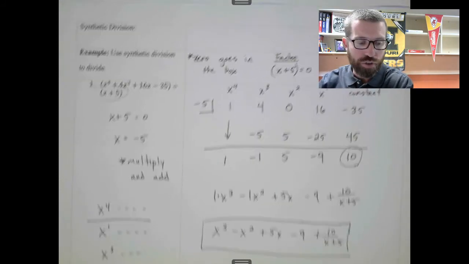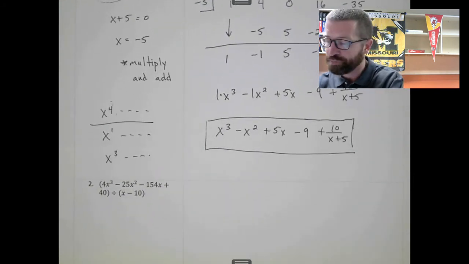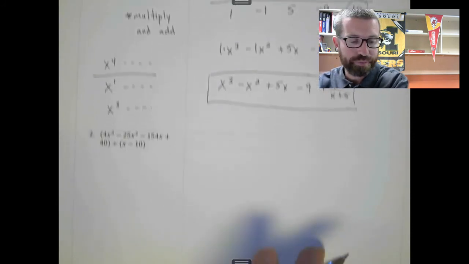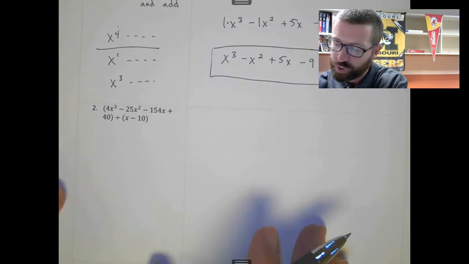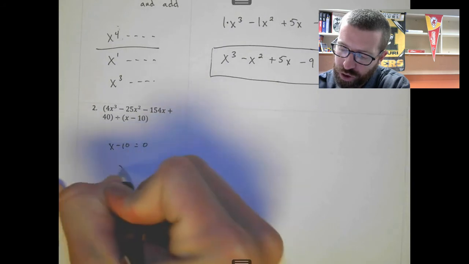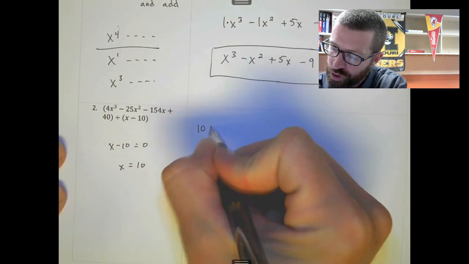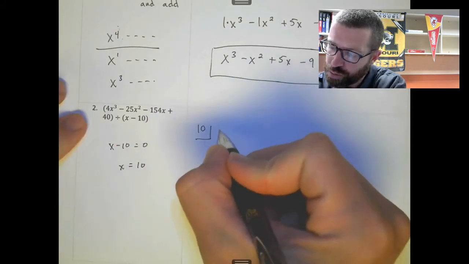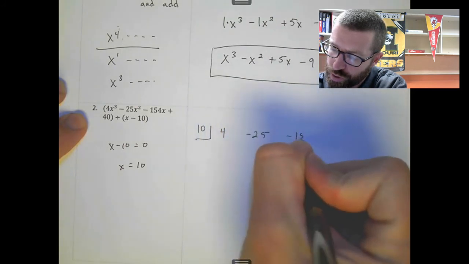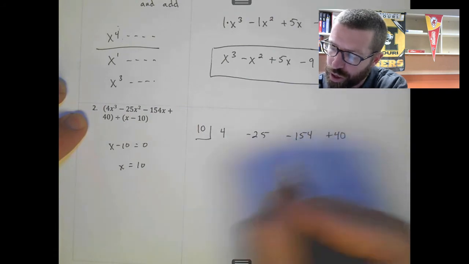Okay, pause the video if you have, well, wait to pause it. Now pause it. Pause the video and try this next one. And then we'll go through it kind of quickly. So here my factor is x minus 10. So my 0 is x equals 10. So that's what goes in the box. There's no placeholders here. Kind of some big numbers. If you need a calculator, that's fine.